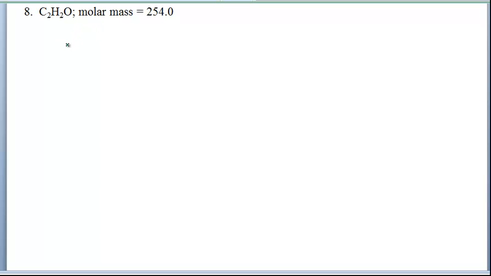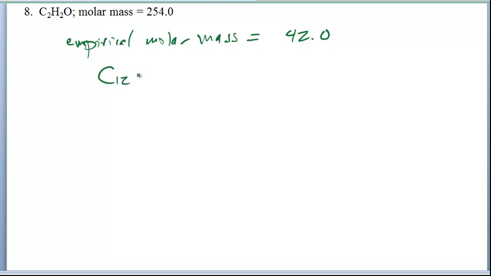Okay, so what did you get for the empirical molar mass? You should have gotten right around 42. And the multiple between this mass and the molar mass of the molecule is 6. So you have to multiply this empirical formula by 6, which means the molecular formula is C12H12O6.